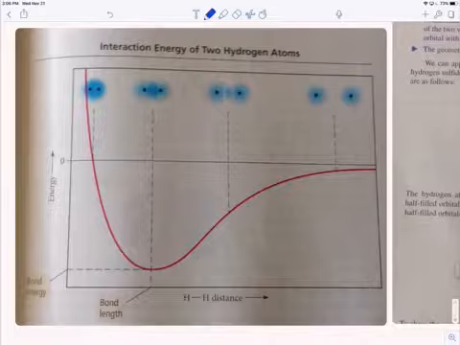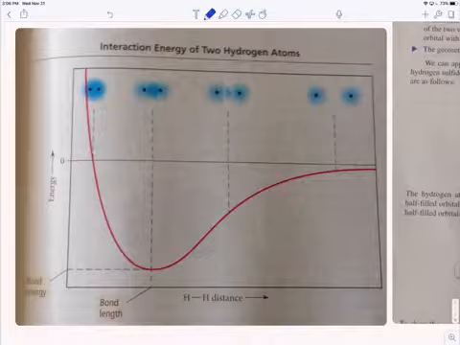The y-axis is energy. The x-axis is the internuclear distance. So if you look at 2 hydrogen atoms, here's 2 hydrogen atoms really far away, and as the hydrogen atoms approach each other, they start to bond. And as they bond, the energy level goes down. Then they have this sweet spot where they're at the perfect distance apart. But if they get closer, then the energy goes back up and actually becomes repulsive.